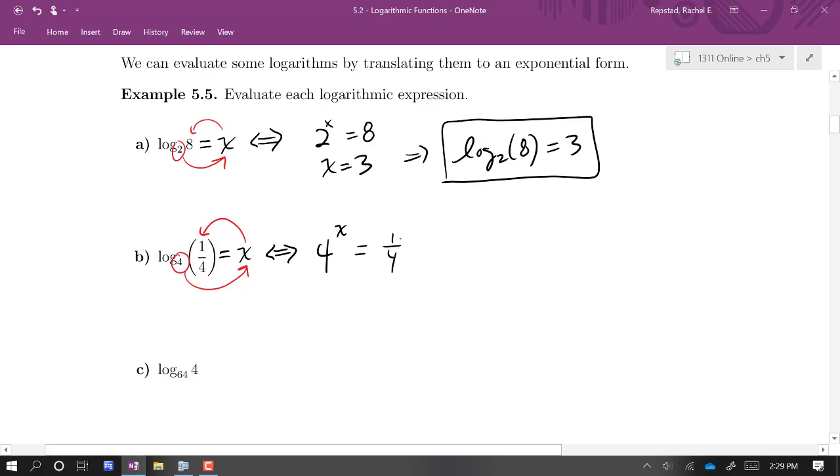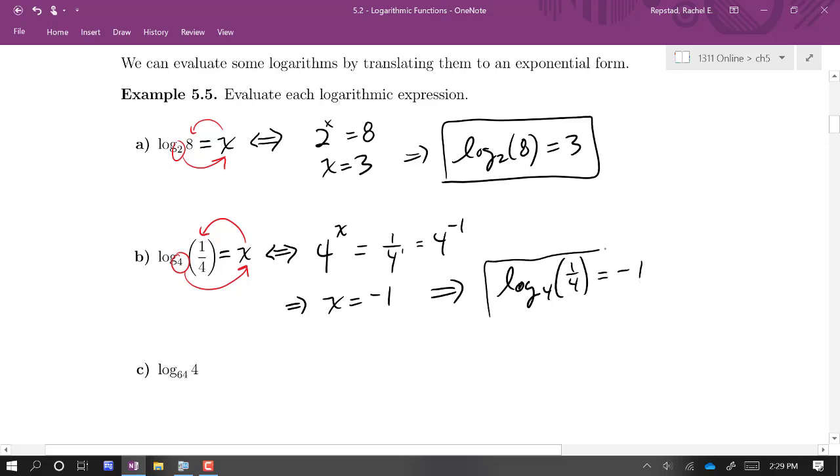And 1 over 4, that's 1 over 4 to the first, that's 4 to the negative 1. So that means the only way this happens is if x is equal to negative 1. And there's our value: log base 4 of 1/4 is equal to negative 1.